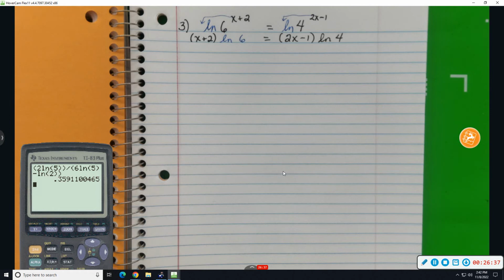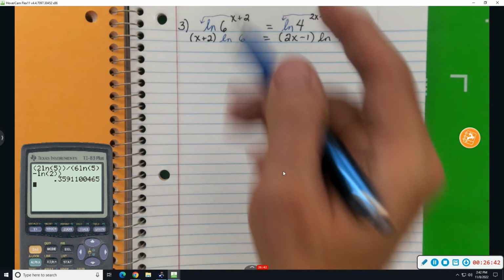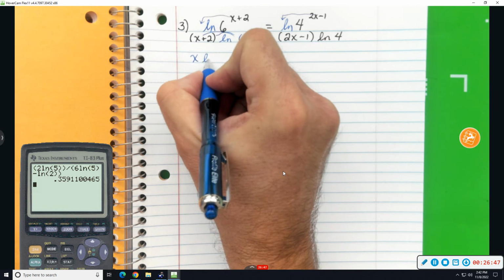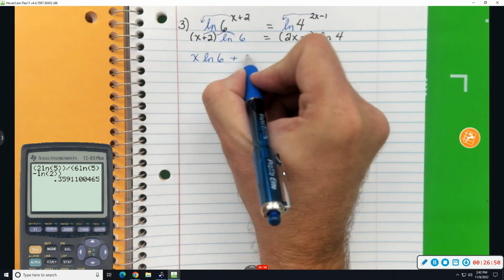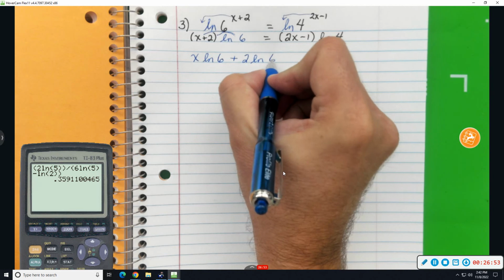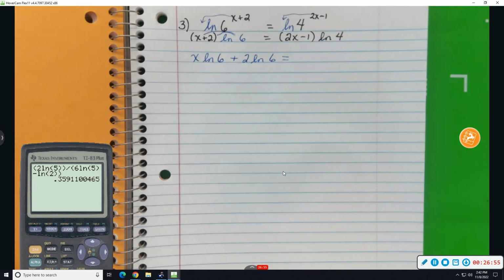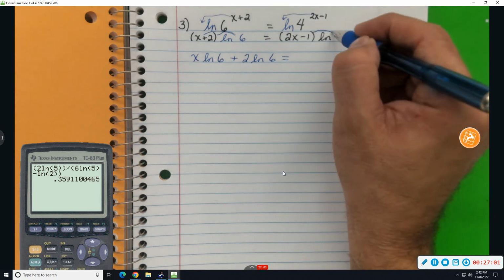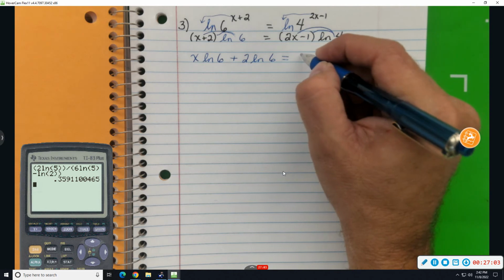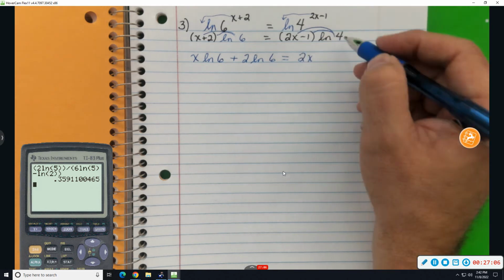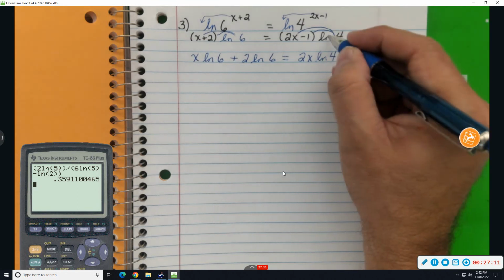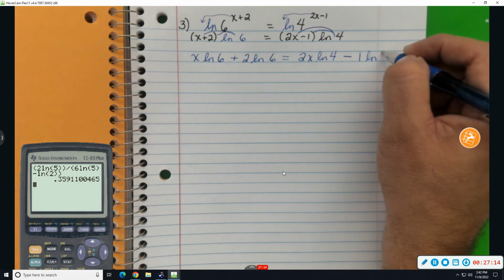This is a messy manipulation here. Right? Now we distribute the ln 6. So it would be an x ln 6 plus 2 ln 6. Over here, same thing. Just stick ln 4 after each term. 2x ln 4 minus 1 ln 4.